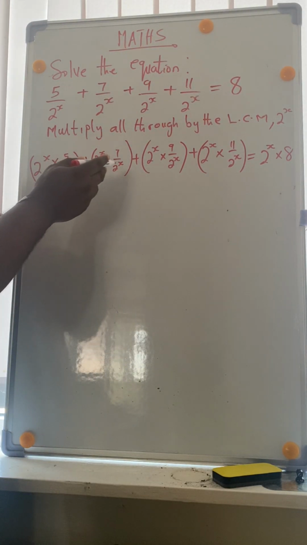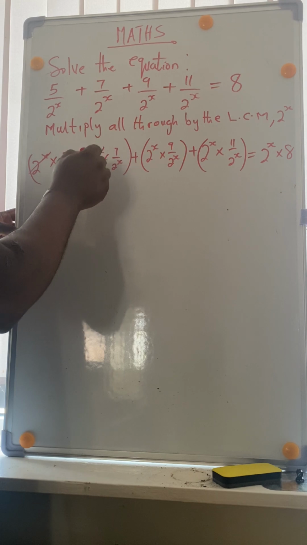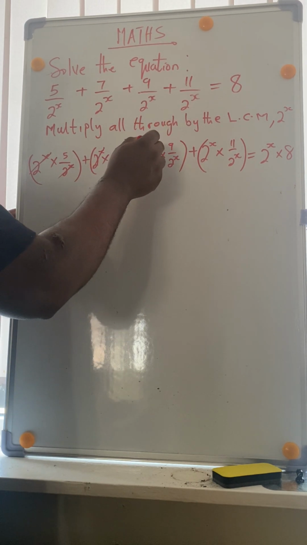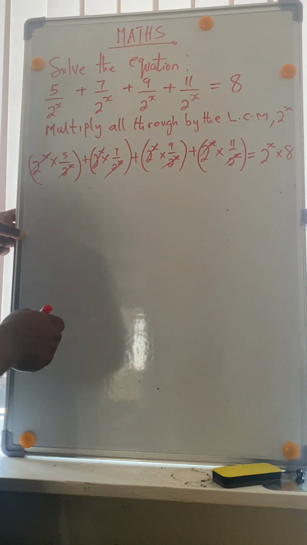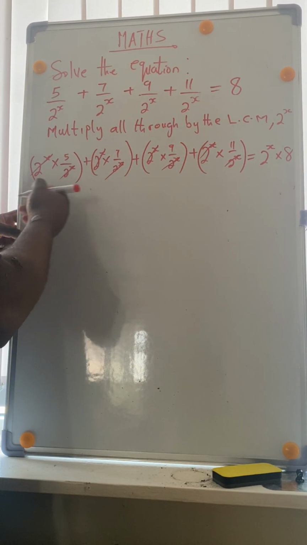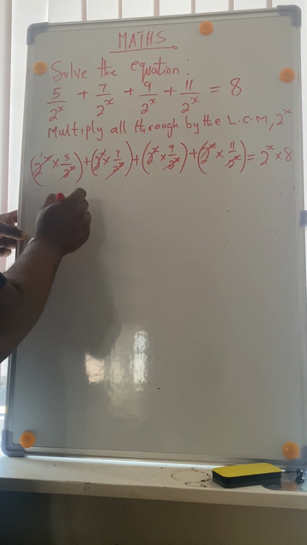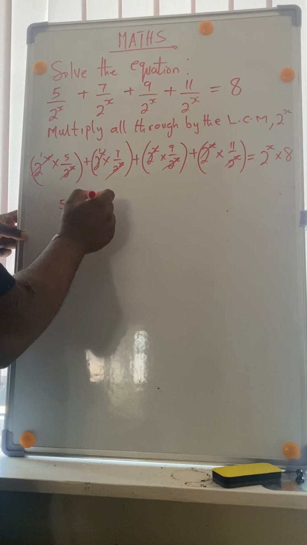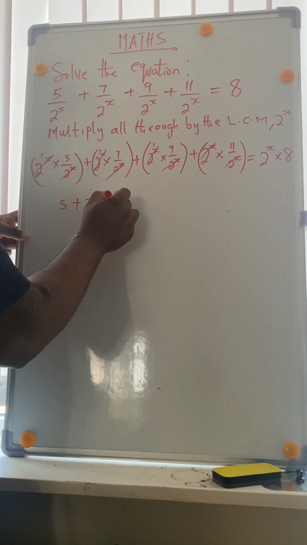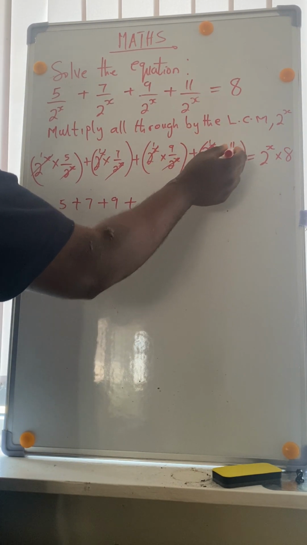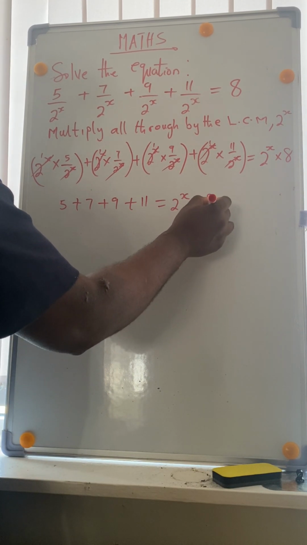So that means, if you look at them very well, 2 raised to the power of x will cancel 2 raised to the power of x in each of the four terms. If you look at your left hand side, you are left with just 1 times 5, that is 5, plus 1 times 7, that is 7, plus 1 times 9, that is 9, plus 1 times 11, that is 11, which is equal to 2 raised to the power of x multiplied by 8.